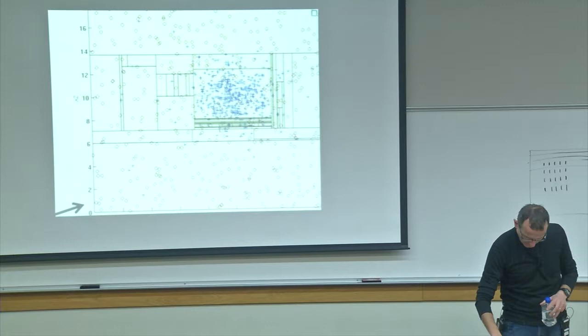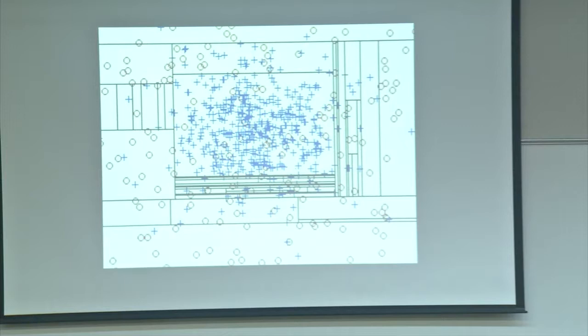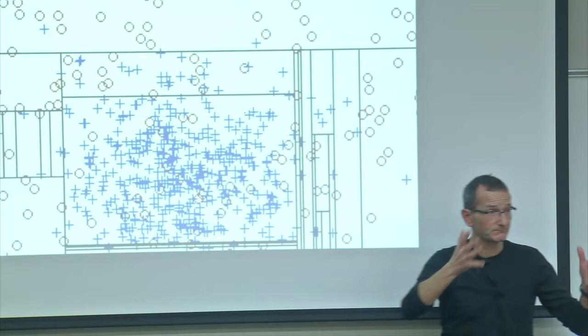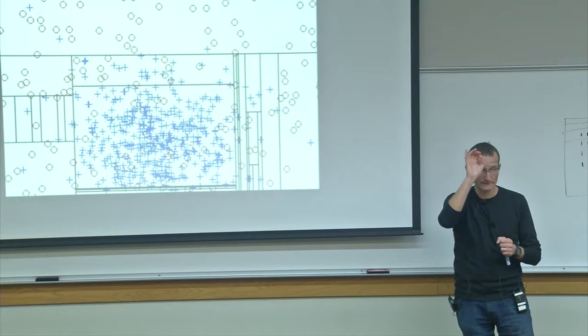Okay, you can kind of see it here. Let me tell you why. Look at that rectangle over here, right? The classifier will say that guy is pluses, because the sample that I used as a training set just happened to be lucky not to have any circles there.